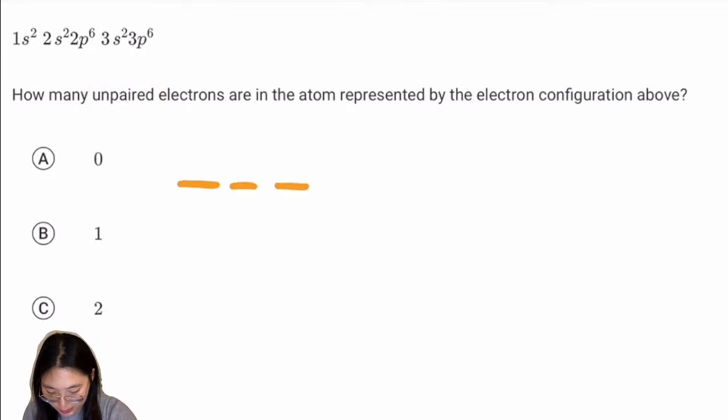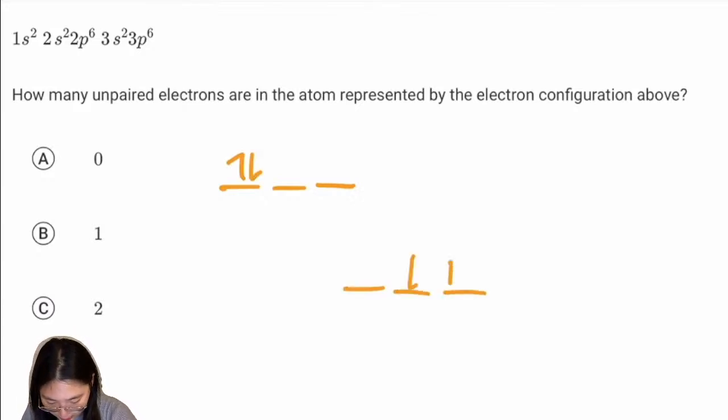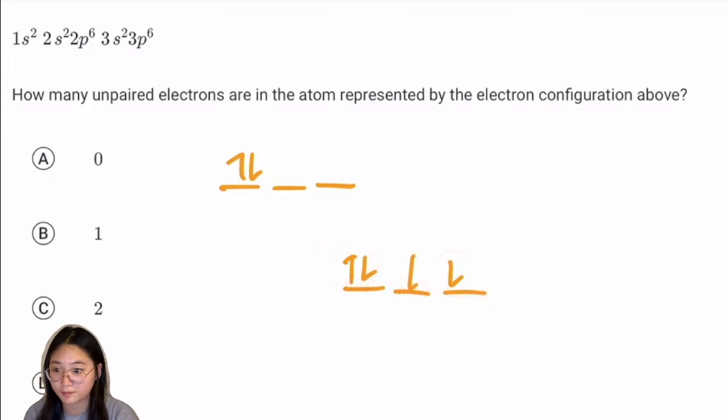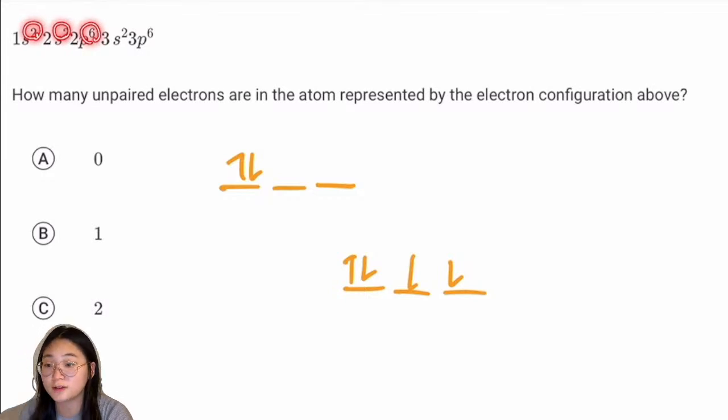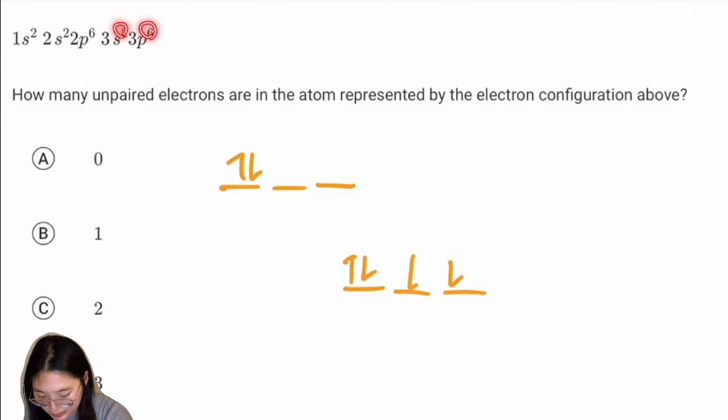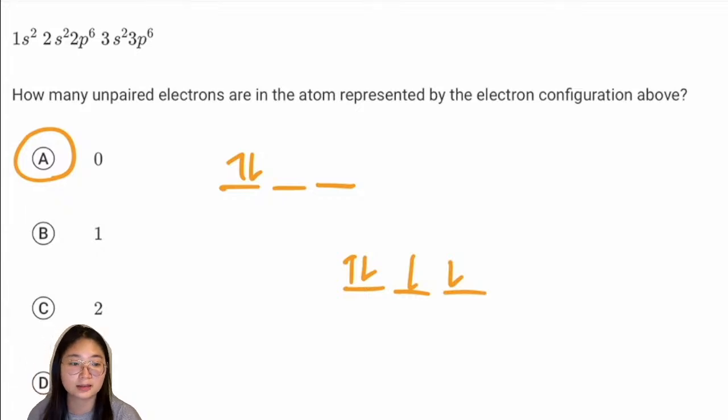Again, remember that unpaired electron means that in each of the orbitals, this is unpaired, this is paired. So this is unpaired, this one is paired, this one is paired, these two are unpaired. Okay, now let's take a look at this electron configuration. 1s2, because there are two, obviously it's paired. 2s2, again, it's paired. 2p6, it's fully filled, of course, so that's going to be three pairs of the paired electrons, and then 3s2, 3p6, all of them are paired. So no, there are no unpaired electrons. So A is the right answer.